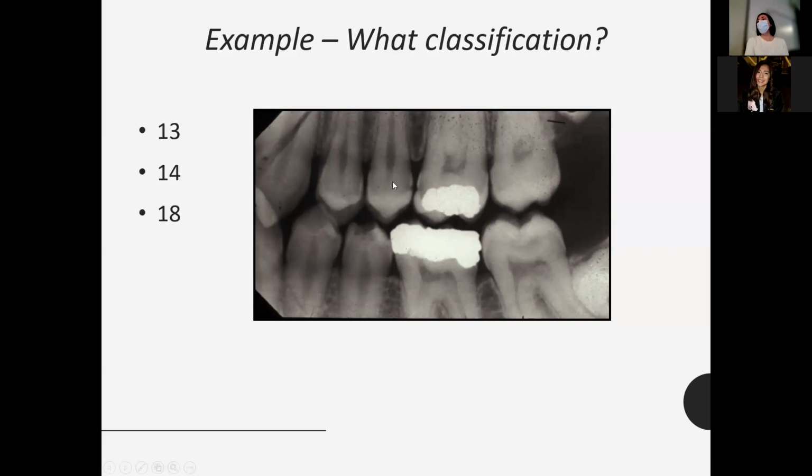Okay, so here we have a couple more. So 13 over here, this is a better one for actually seeing the decay. You guys can see the break in the enamel pretty clearly there. This goes into the dentin. So what class would that be?